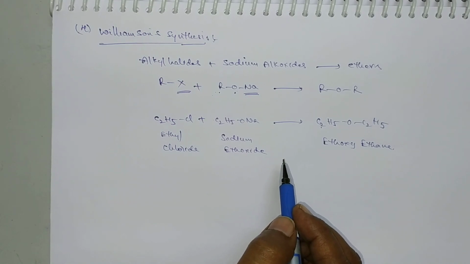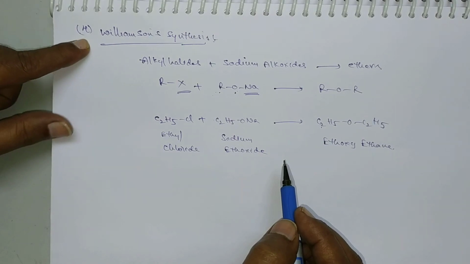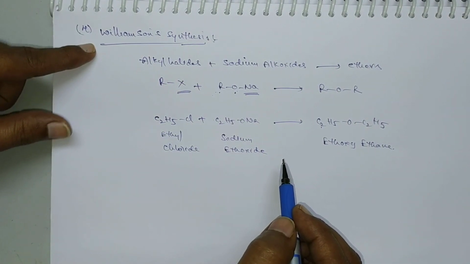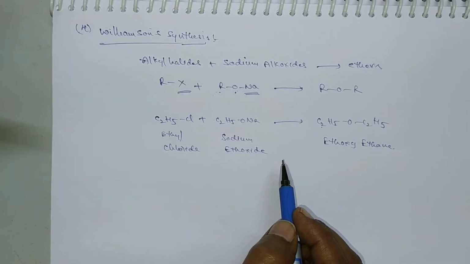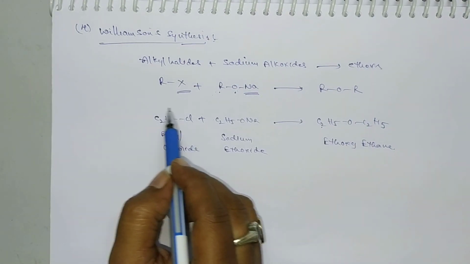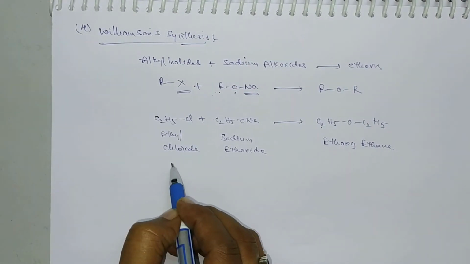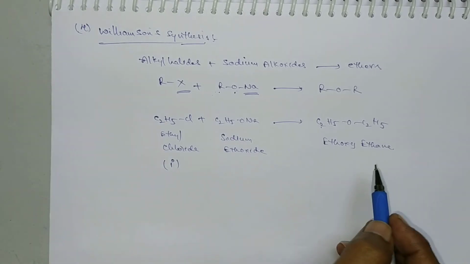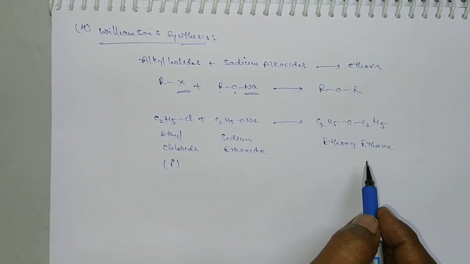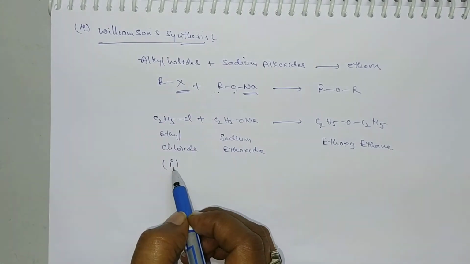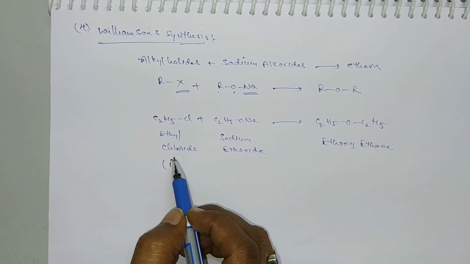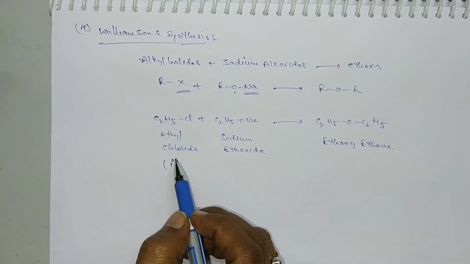The detailed mechanism of Williamson synthesis is explained in a separate video that I have already uploaded. Here you have to take primary alkyl halides. The alkyl halide should be primary. If you take a primary alkyl halide, then only the product will be formed in excess yield. Why the primary alkyl halide is taken, we have already discussed in the previous video. I will give you the link in the description. Go through that video.